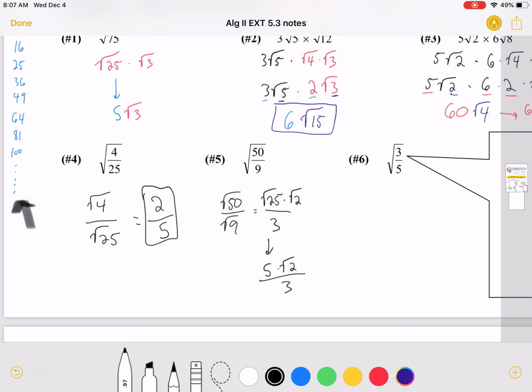Okay, one thing I want to talk about here is, this is kind of a side note. Now, let's say we have a problem like that, and we reduce it down, and we reduce and reduce, and we get it down to 6 square roots of 3 over 3.